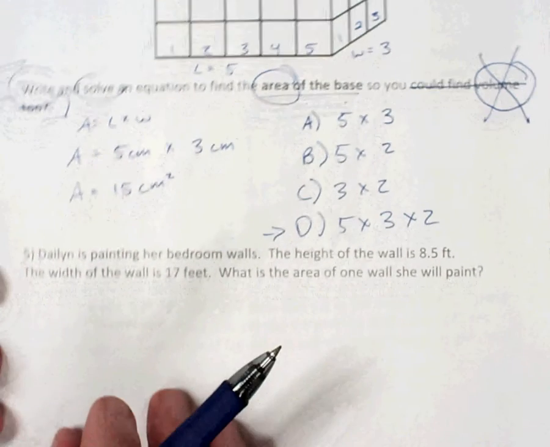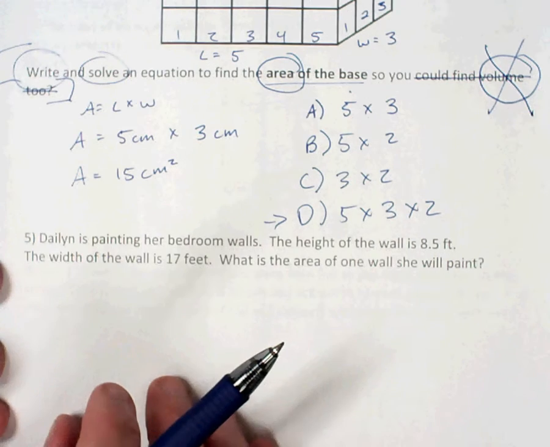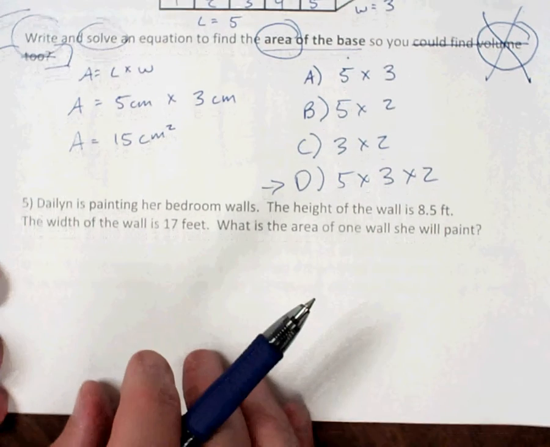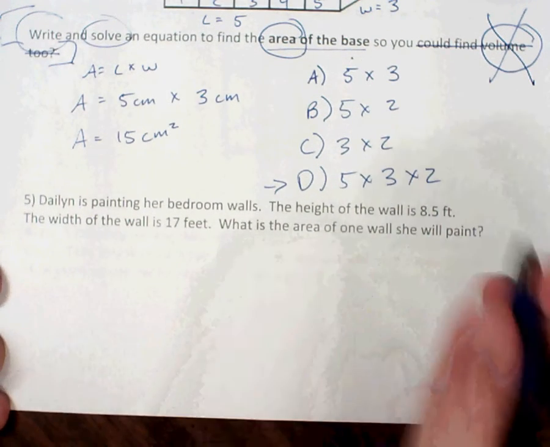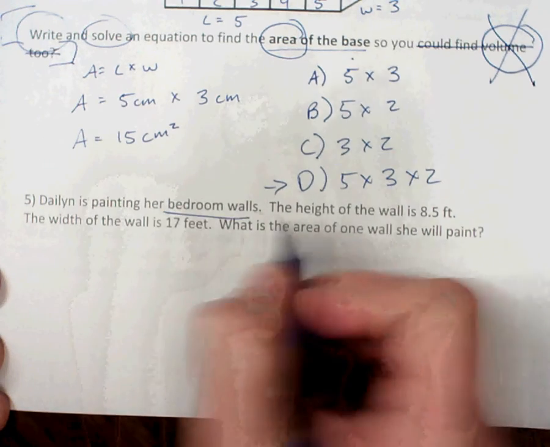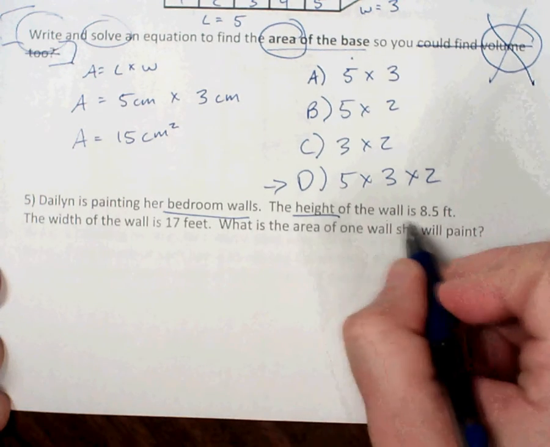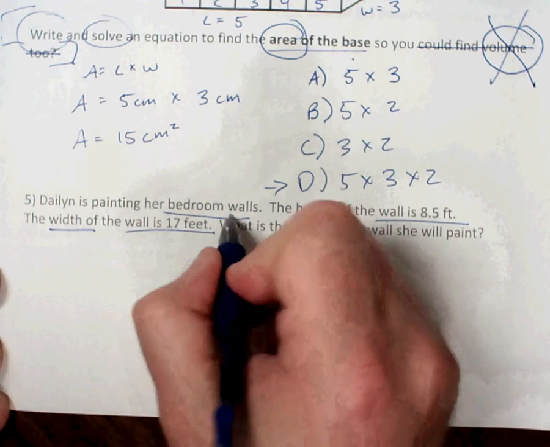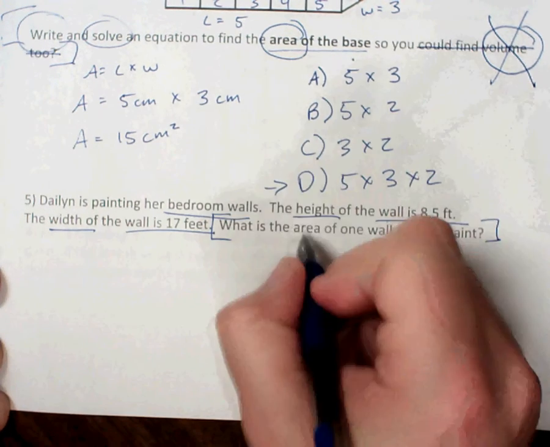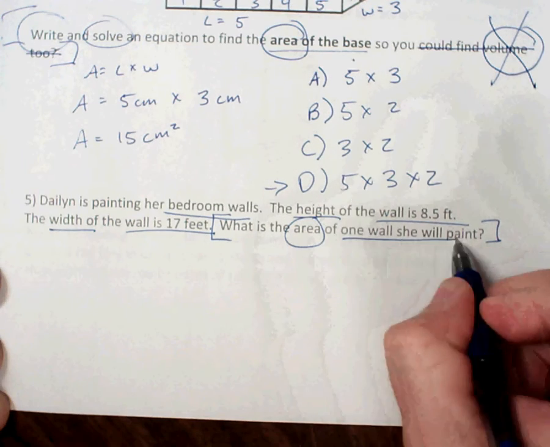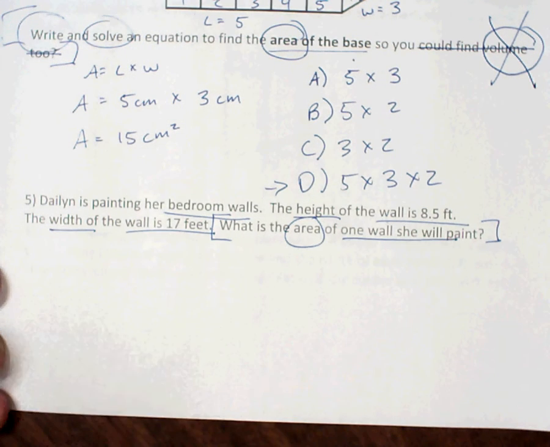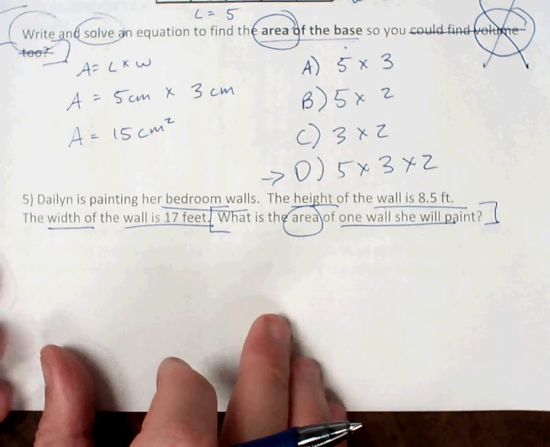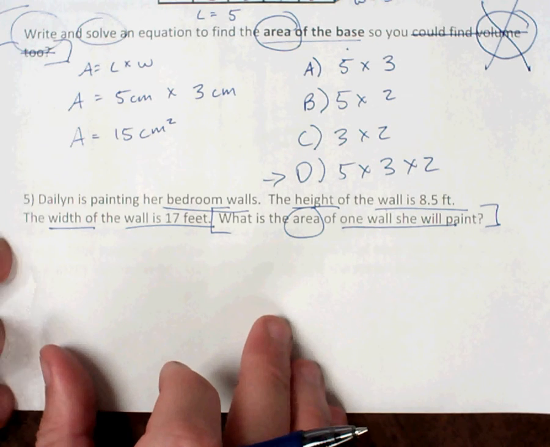All right, number 5. Dalen is painting her bedroom walls. The height of the wall is 8.5 feet. The width of the wall is 17 feet. What is the area of the one wall she will paint? Now, here's what's interesting about this problem. And this problem could trip you up if you're not careful.